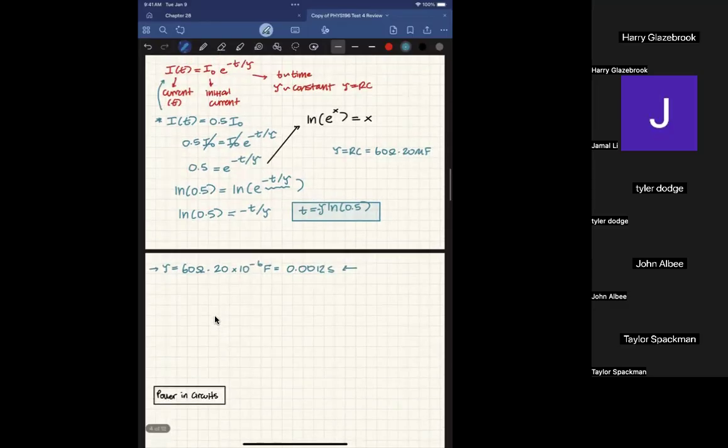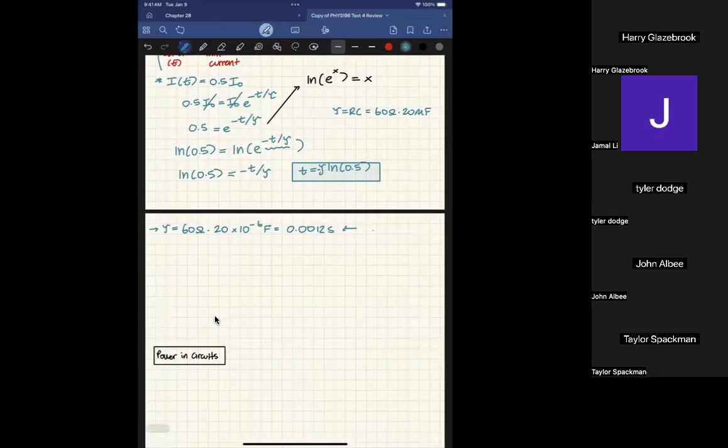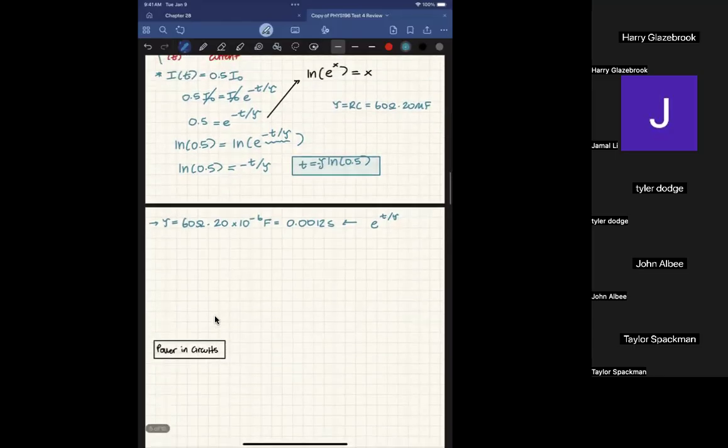The reason for that is if you have an exponent here, t over tau, whatever's in the top of that exponent actually has to be unitless. And so time is in seconds, so tau also has to be in seconds for those units to cancel. That's also why you have to take this to be ohms and farads, because that's the only way it's going to equal seconds. Cool.